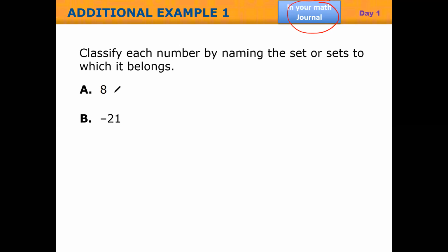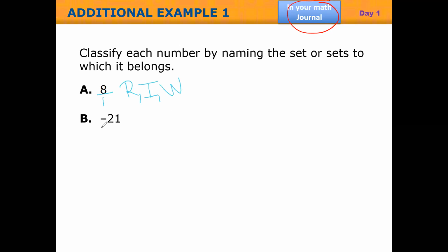All right, welcome back again. Let's go ahead and get the answers for this one. So 8, so let's think. Can I put it over 1? Yes, so this is a rational number. Is it an integer? Absolutely, because it's a whole number with their opposite, and it is absolutely a whole number. So that means letter A are all 3 sets. It's a rational number, it's an integer, and it's a whole number.